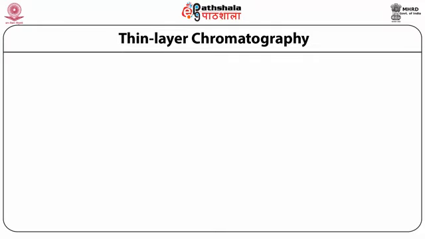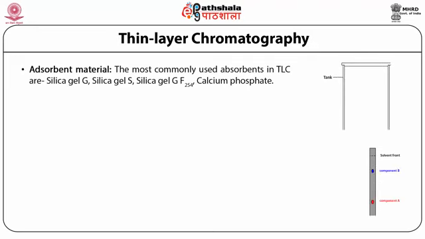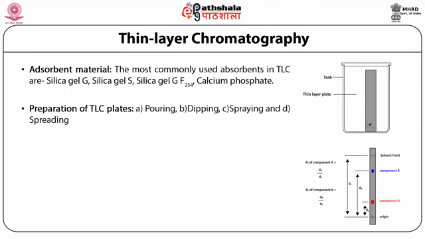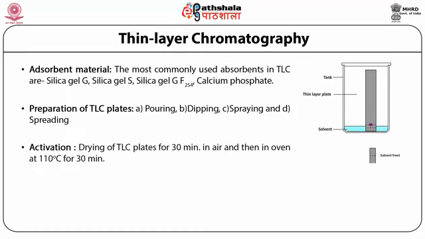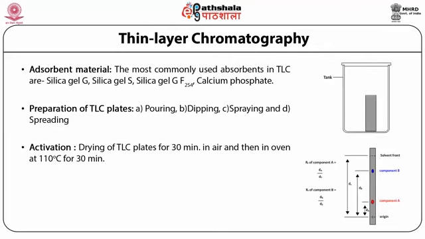Thin layer chromatography is a very old system. It is commonly used in natural product analysis. Various types of stationary phases are silica gel G, silica gel G F254 or calcium phosphate. The preparation of these TLC plates is done by pouring, dipping, spraying or spreading, followed by activation of the plates. Initially they are air dried after spreading, and then they are activated at 110 degrees Celsius for 30 minutes.